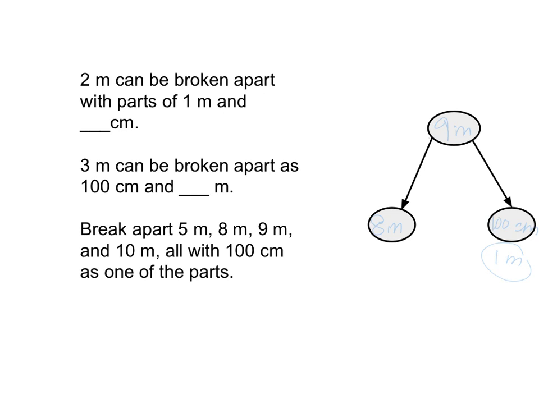All right, and then the very last one, which you should be a pro at by now. We're just going to erase all this, and let's go with 10 meters. One of those can be 100 centimeters, and then we're left with 9 meters. So that's how all of that works, and we'll apply that more in our next unit, in our next fluency lesson.